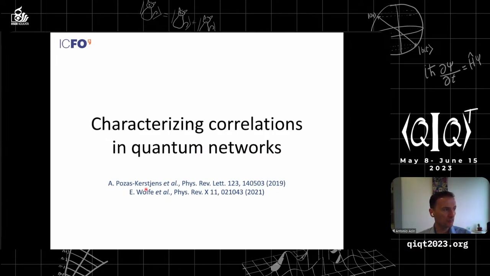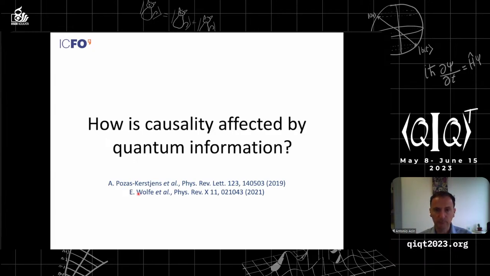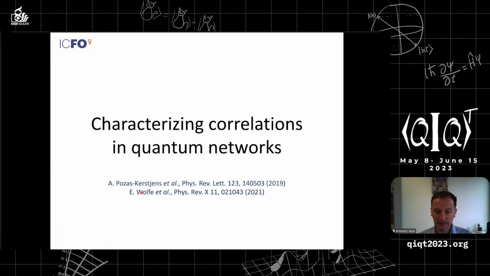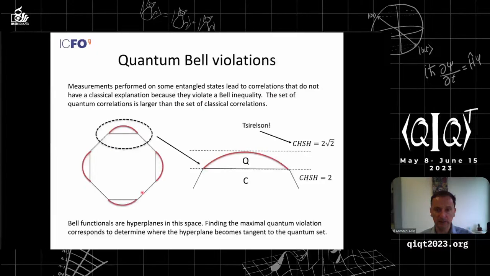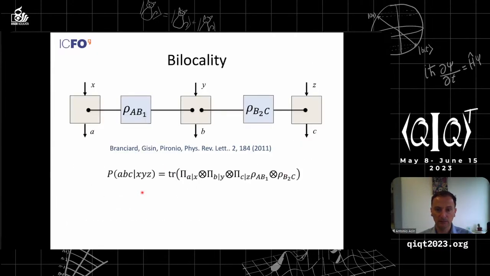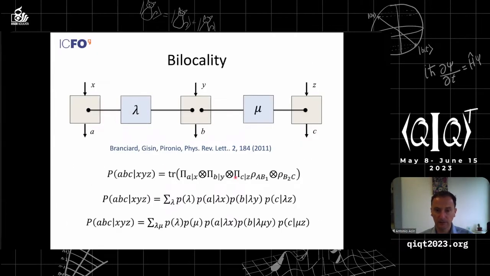and this is a collaboration with a group of Rafael Chaves in Brazil and Miguel Navascués. And this is a paper that we also got with Alejandro and Elie Wolfe. And it's again a collaboration with Miguel Navascués and his group. And we want to characterize again quantum correlations in networks. That is, we want to characterize this object, or in general for a given network, we want to characterize this, okay?